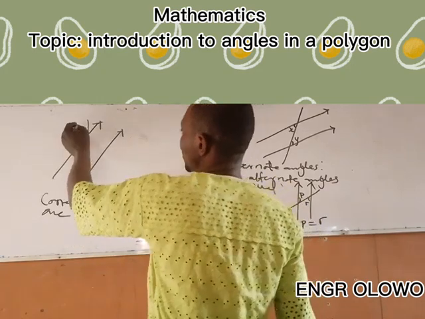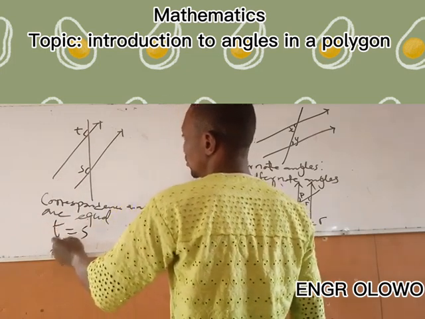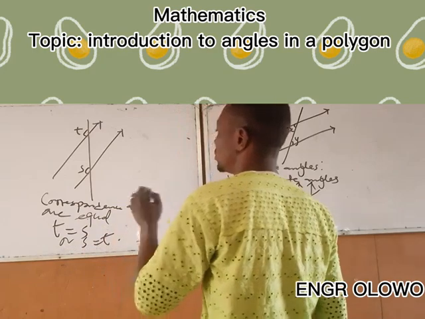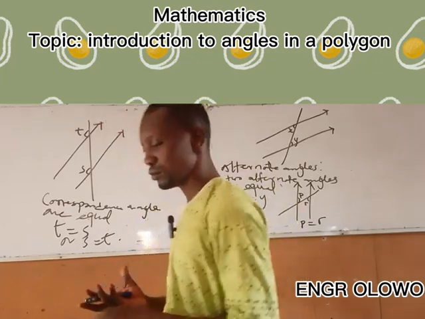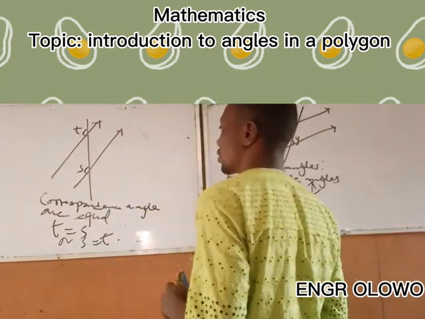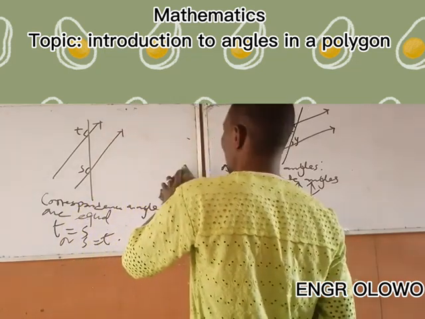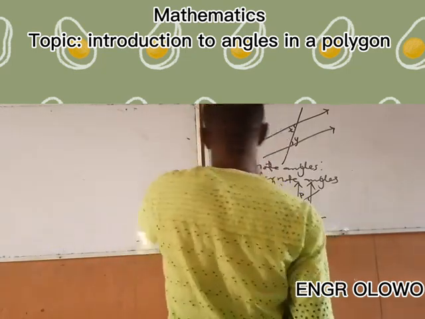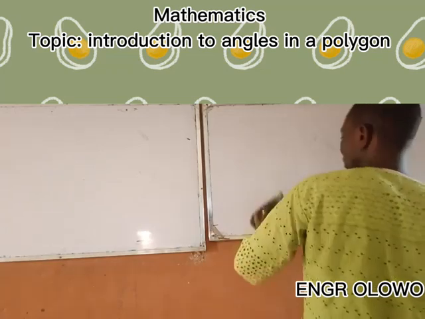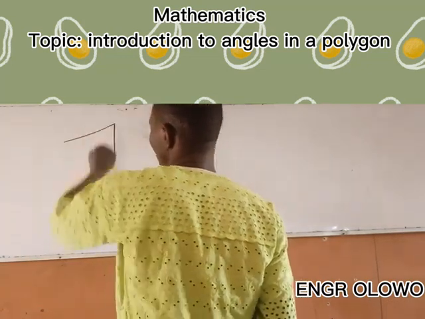Corresponding angles are equal. When we have two corresponding angles, they are equal. So T and S are corresponding angles. T is equal to S, or you can say S is equal to T. So whatever T is, that is what S is in this diagram. If T is 2, then S is 2. That is it. So let's continue.